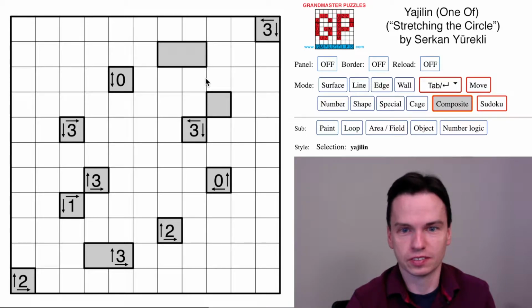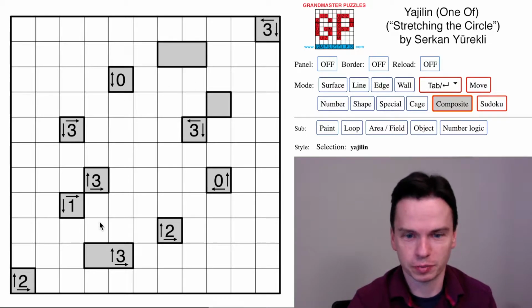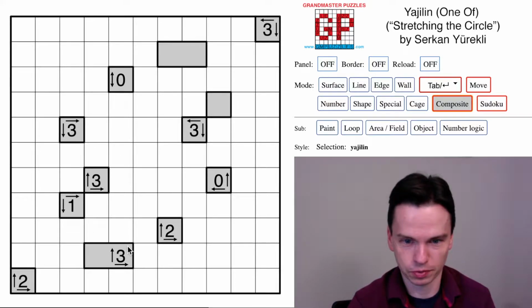We're going to solve this Yajilin called stretching the circle. It's a variation by Serkan where we've got two options for each of the clues, and we're going to have to figure out which option is the forced one.